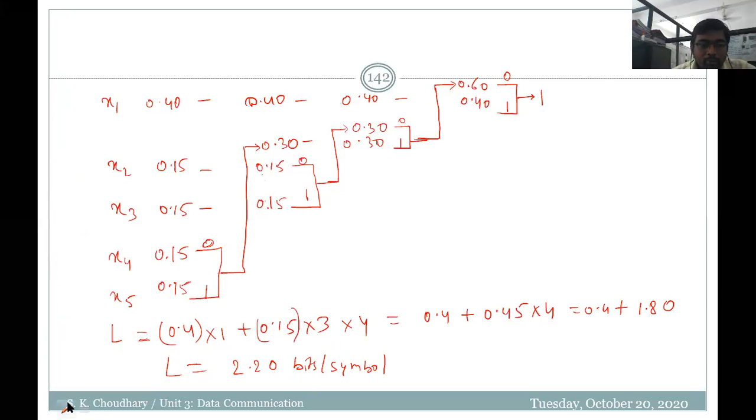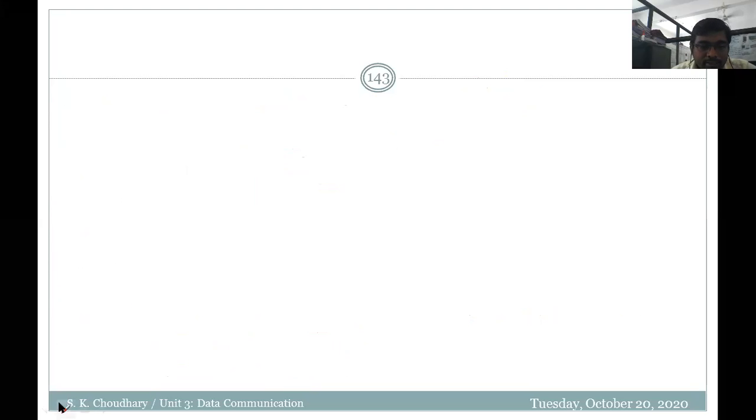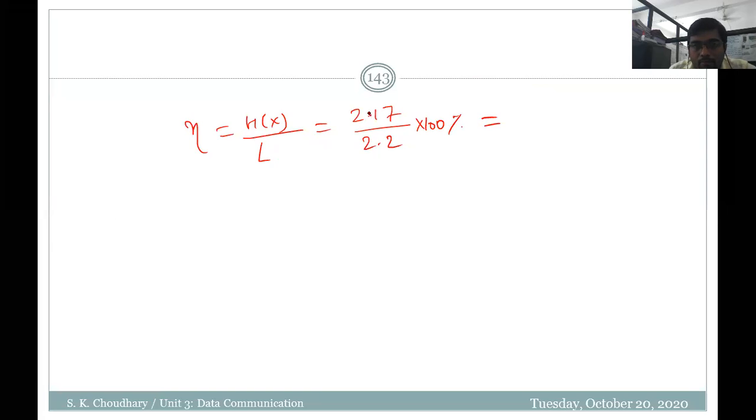Okay. Now we have to find out the efficiency of this particular coding. So the efficiency would be eta is equal to H of x upon L. Again, m is 2, so log base 2 is 1. So you have to find out this. It is 2.17 upon 2.2 into 100%.